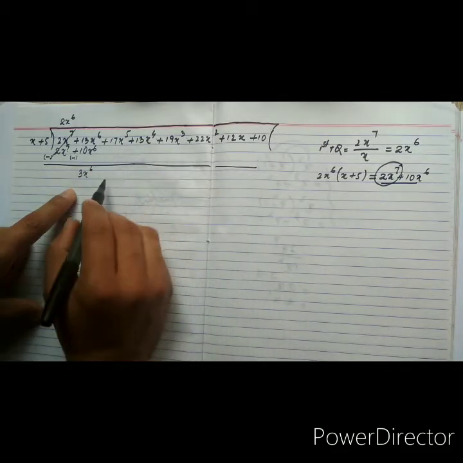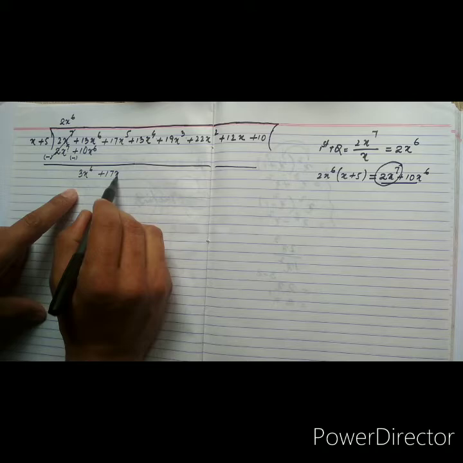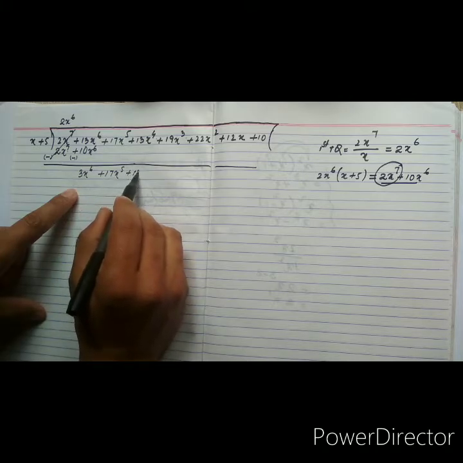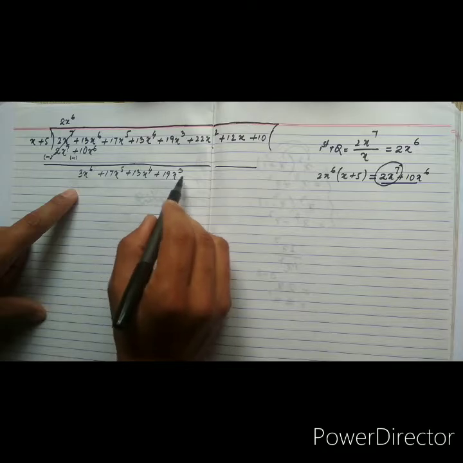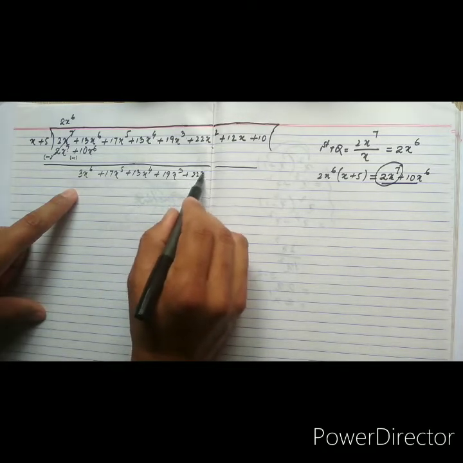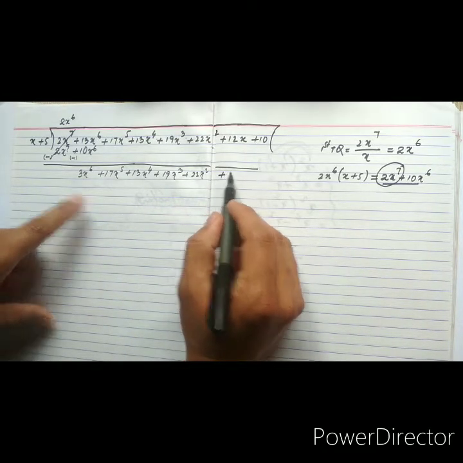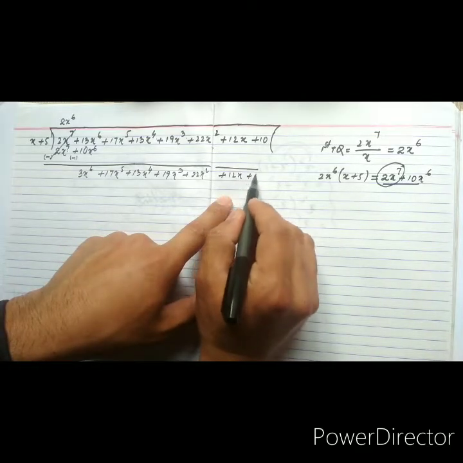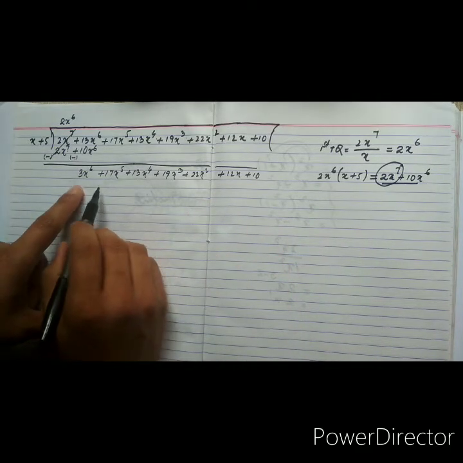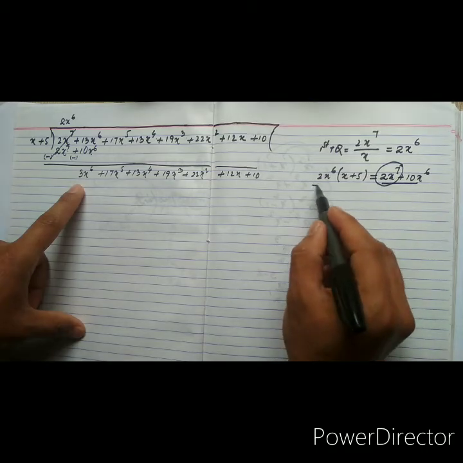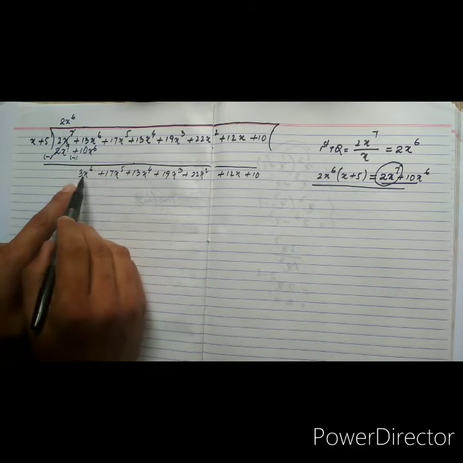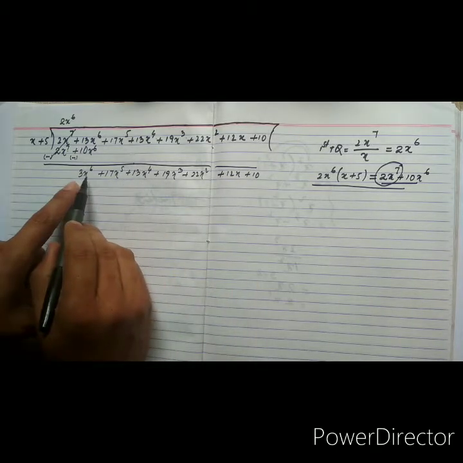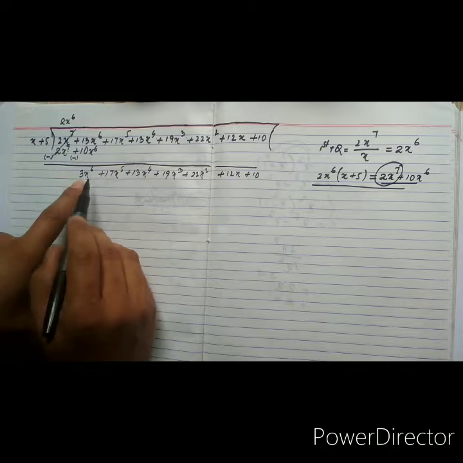Then these terms we can bring down, so plus 17x^5 plus 13x^4 plus 19x^3 plus 22x^2 plus 12x plus 10. So now the next step will be to find the second term of the quotient. From here you find the term having the highest power of x, the first one.